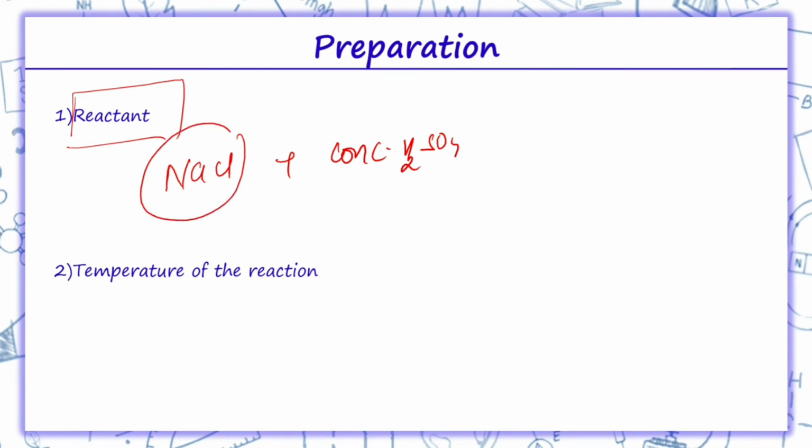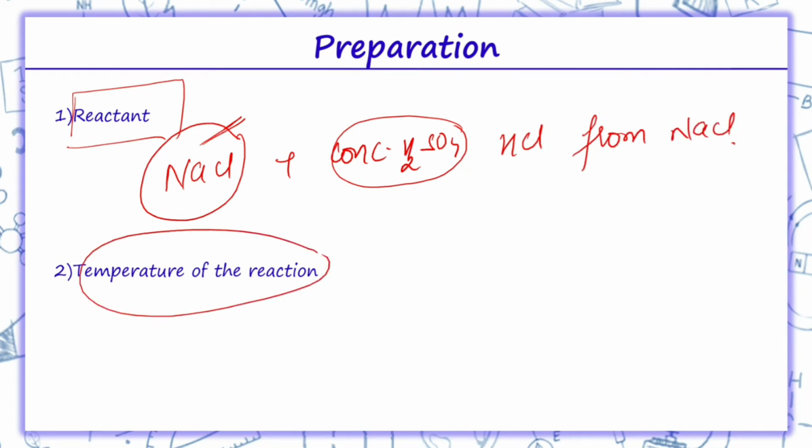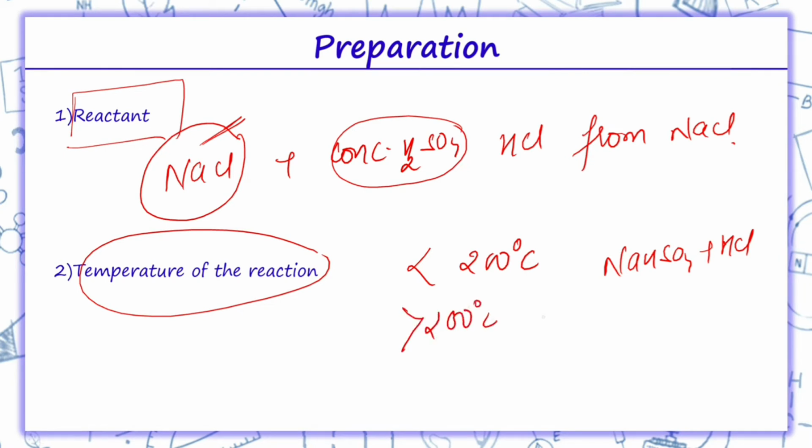Now the question comes, why do we prefer sodium chloride here? Sodium chloride is preferred because it is cheap and easily available. Concentrated H2SO4 is used since it is non-volatile and has a high boiling point, thus it displaces volatile hydrogen chloride from NaCl. In this reaction the temperature is taken to be less than 200 degrees Celsius, and thus we get NaHSO4, that is sodium bisulfate, plus HCl. But if we take a temperature more than 200 degrees Celsius, we will get Na2SO4 plus HCl.